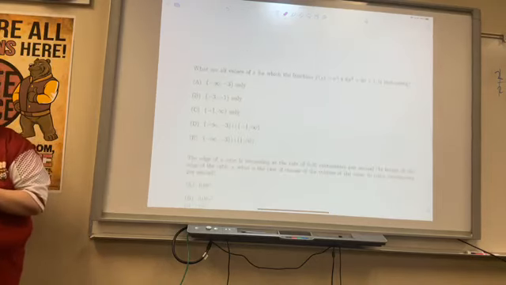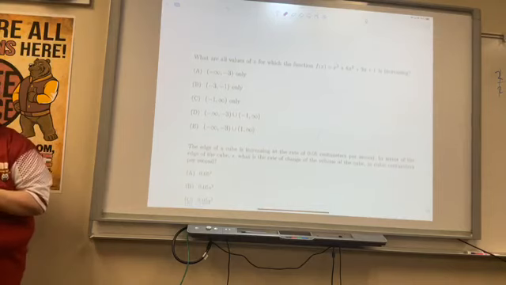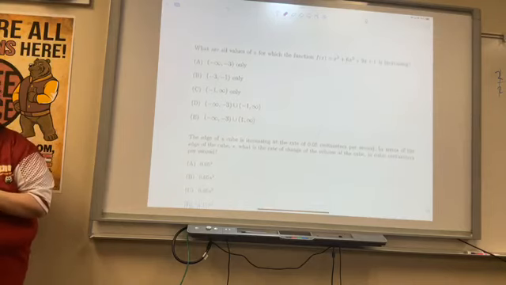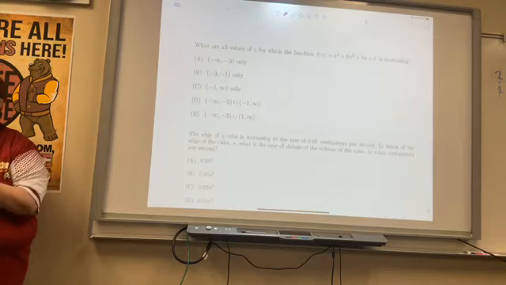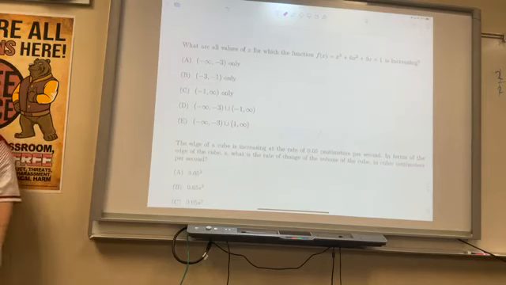Okay, that one's fine. We haven't done one like this yet. What are all values where the function is increasing? These are so fun, guys. Ready, set, go. Increasing. So positive derivative. Are you taking the derivative? Yes. Because what does increasing mean?